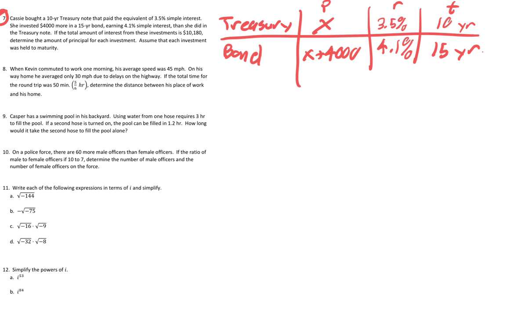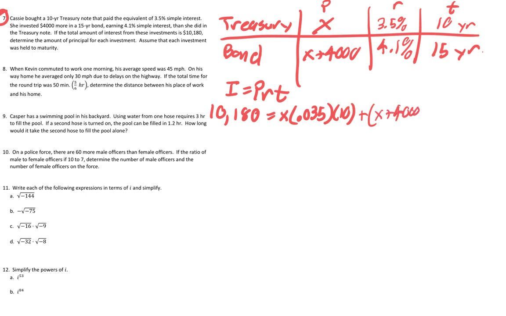So next we want to think about what the simple interest equation is. It's I is equal to PRT. So we know what our I is. It is 10,180. It's equal to our principal of each added together. So principal of X times our rate, which we're going to convert to a decimal, 0.035, times our time of 10 years, and then plus X plus 4,000 times 0.041 times 15.